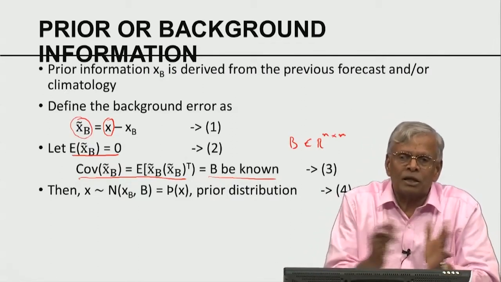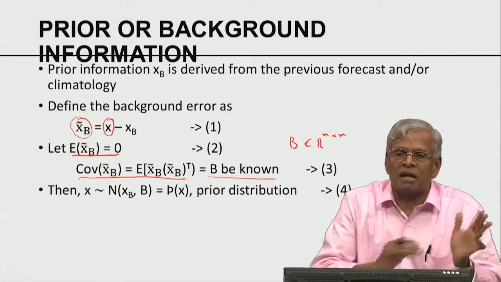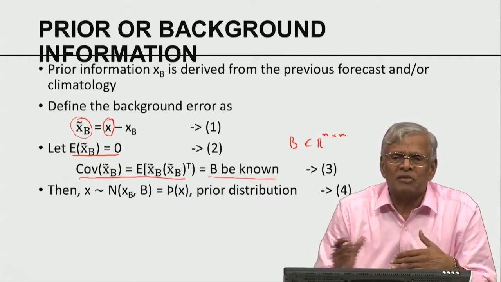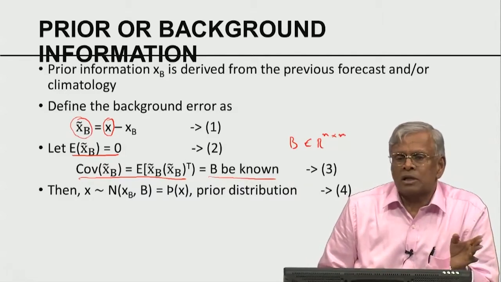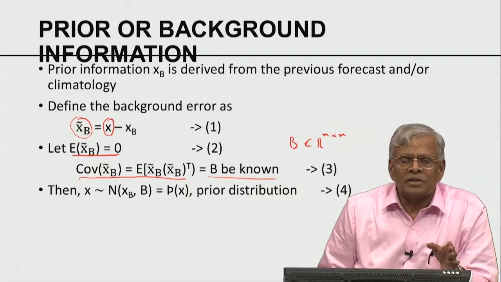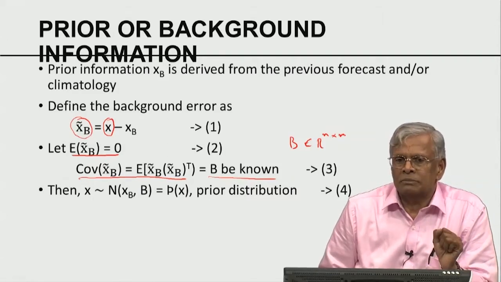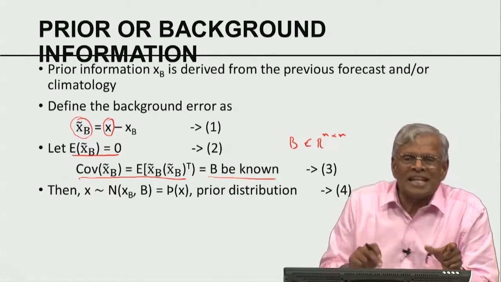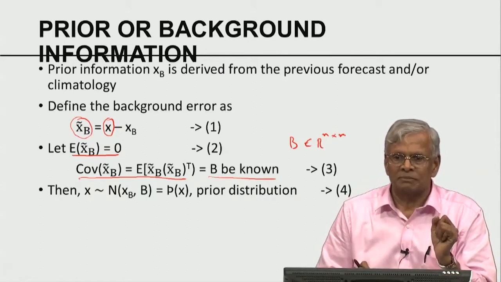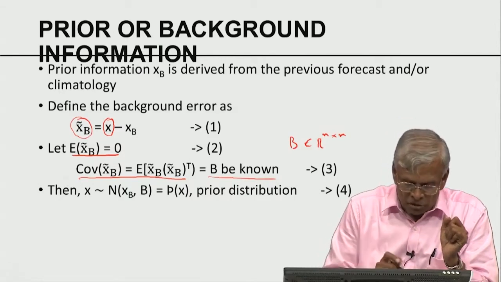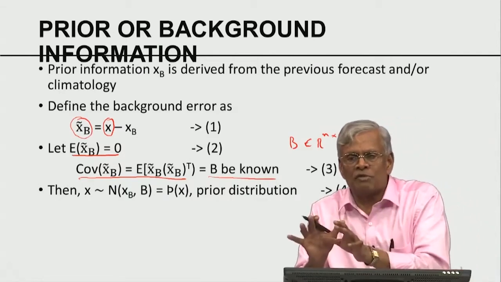But when you and I look at Google to go to Paris in the middle of January, we don't worry about the variance. We simply say, hey, the maximum temperature in downtown Paris in the middle of January could be 5 degrees Celsius plus or minus 1. The plus or minus 1 is an indication of B, the variation. 5 degrees is XB.